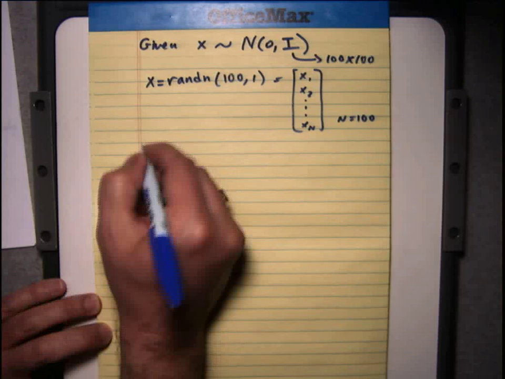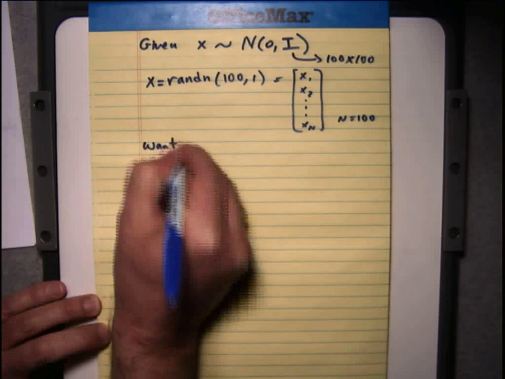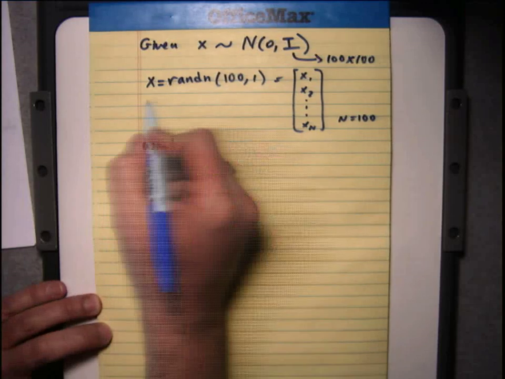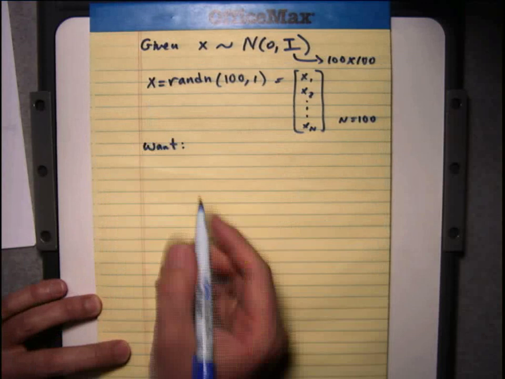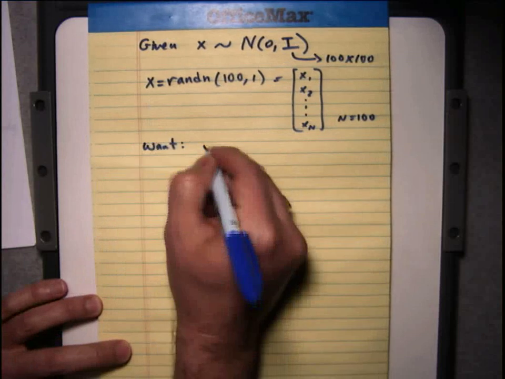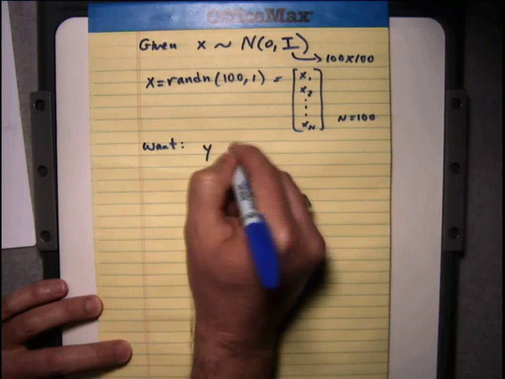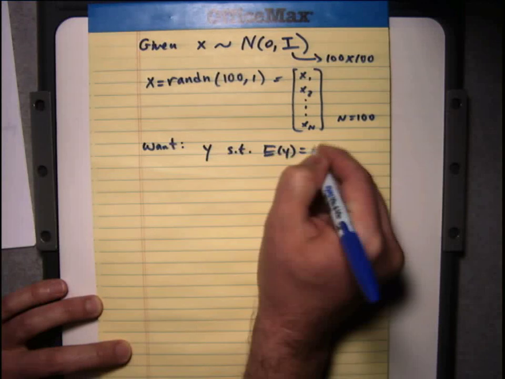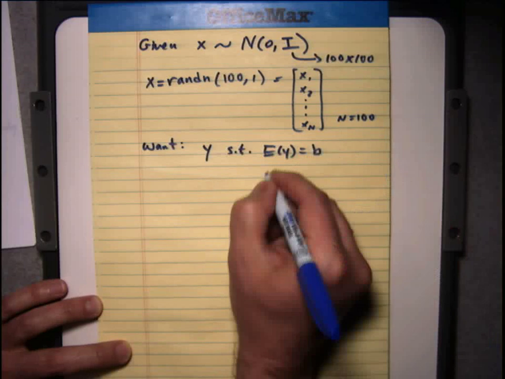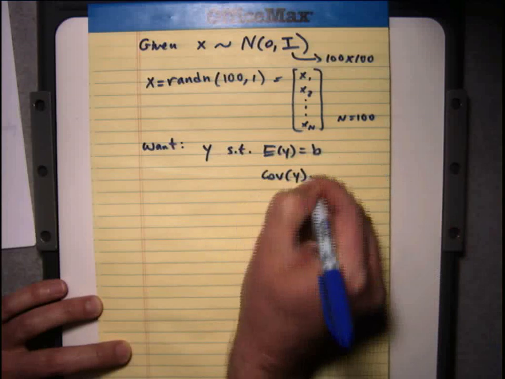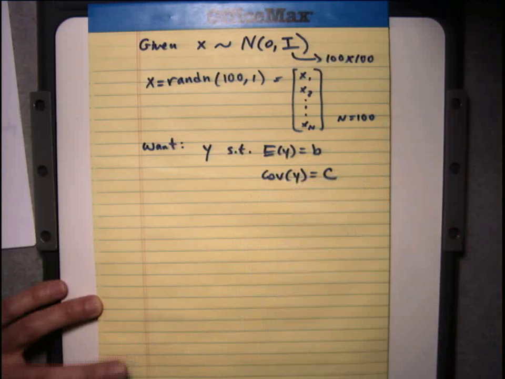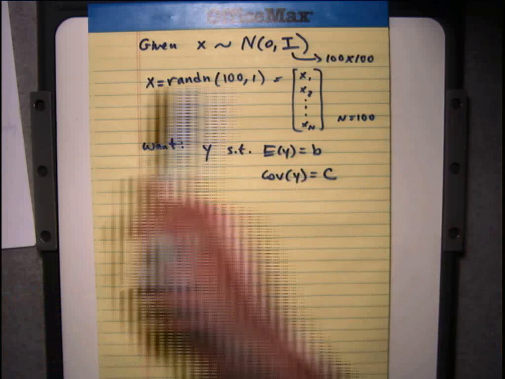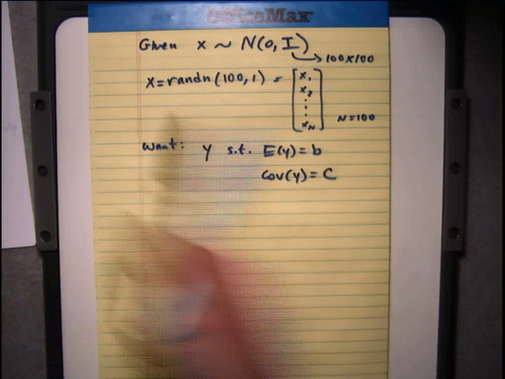And what you want now, so this is easy to produce in MATLAB. What's a little bit more complicated to produce is you want the random variable y such that its expected value is, let's say, some value b, and its covariance is some matrix C. Okay? So this is easy to produce. How do I produce this now, given that I have this vector?